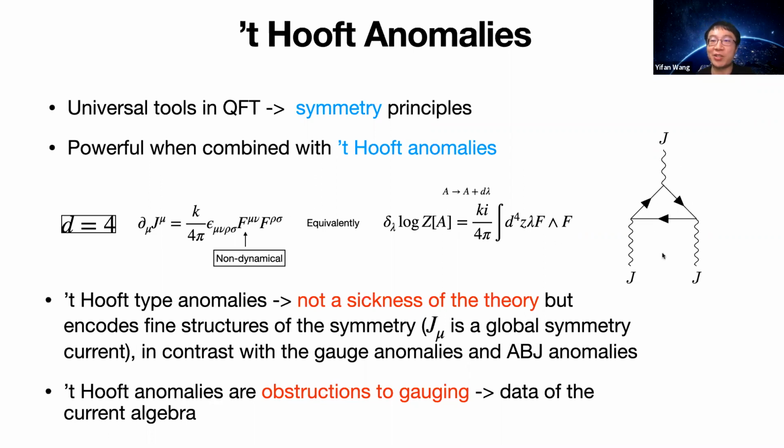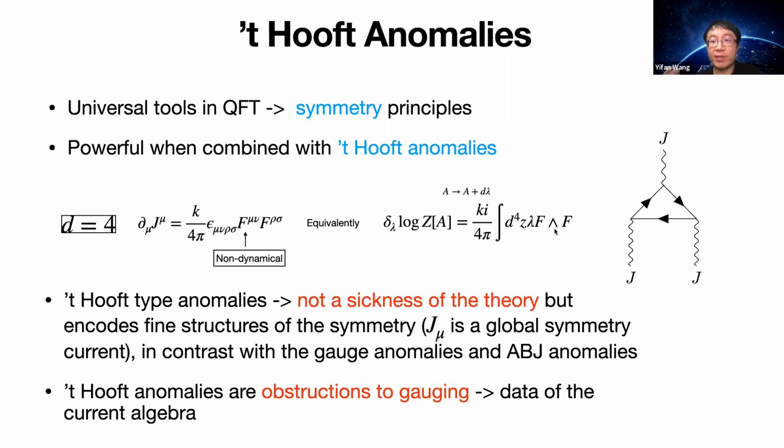The simplest case is to consider this kind of triangle diagram with some external currents. I emphasize these are global symmetry currents, which are not gauged. If there's a non-trivial contribution to this diagram, it translates to a non-vanishing divergence for the current when you couple this current to some non-dynamical background gauge field A with field strength F. It takes the following form. Equivalently, if you compute the variation of the partition function in the presence of this gauge field under a background gauge transformation, it shows up as the gauge variation of the log of the partition function.